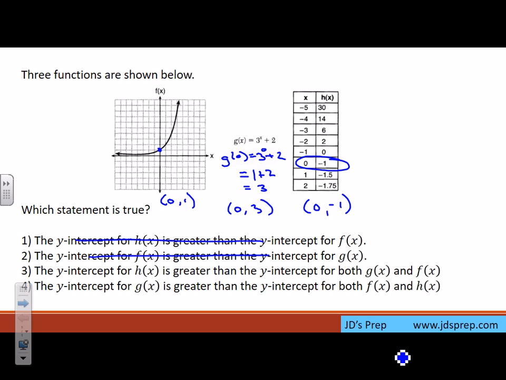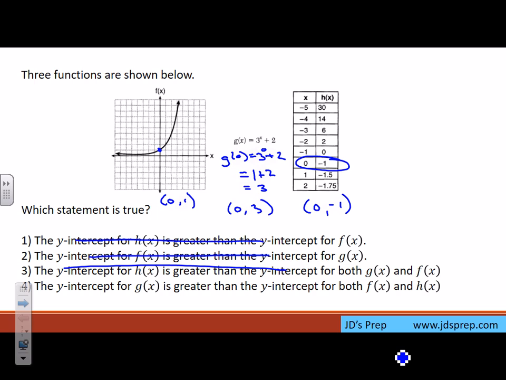The third statement says the y-intercept for h of x is greater than the other two, which is essentially saying that the y-intercept for h of x is the largest of the three numbers. And as it turns out, the negative 1 for h of x is actually the smallest of the three numbers, so that one is also not true.